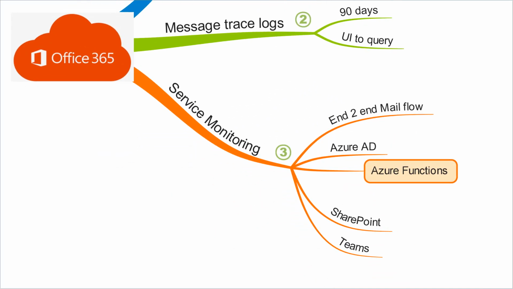The next thing we do is we look at service monitoring. So we have a bunch of service checks, synthetic transactions that run in your environment. And so we do things like end-to-end mail flow. We check that Azure AD is working. We check SharePoint and we check Teams from a tenant perspective. So we write all this through Azure functions that run inside your tenant, all in your environment. And you'll be able to know from a tenant perspective, do we see things working, yes or no?